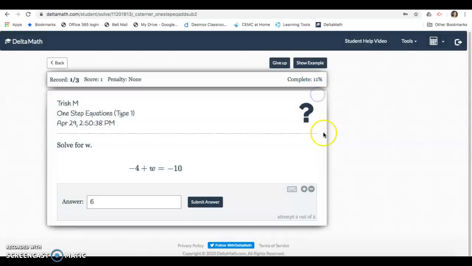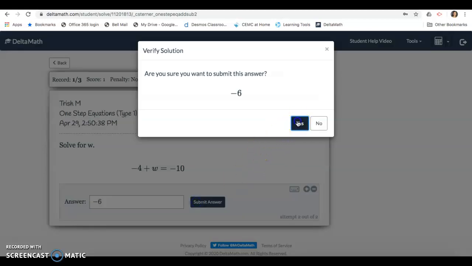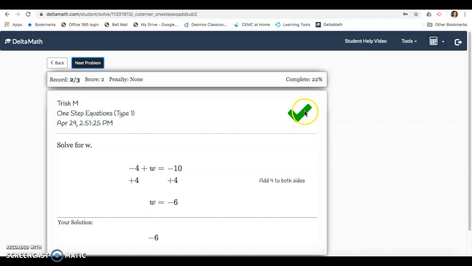So I'm going to click OK, and now I'm on the 2nd attempt. Okay, so I'm going to realize that I put in the wrong answer there. If I add 4 to both sides, I actually get -6. I'm going to submit. And now that I got it correct, okay? You are not penalized for getting answers wrong. So you'll see here that now I have a record of 2 out of 3. I've got 2 questions right out of 3 that I'm required to do, okay?